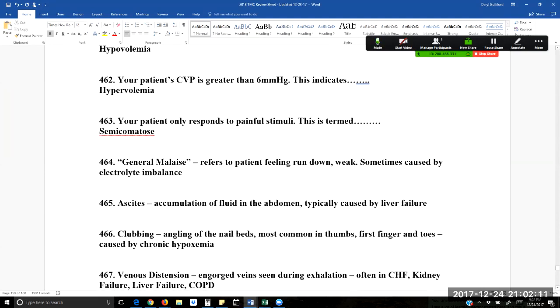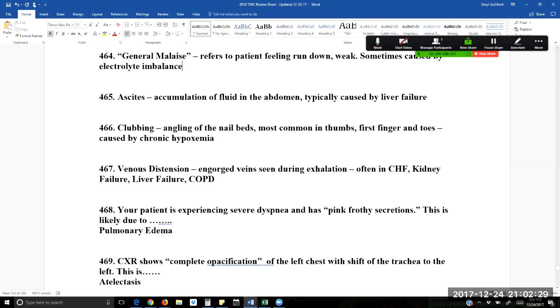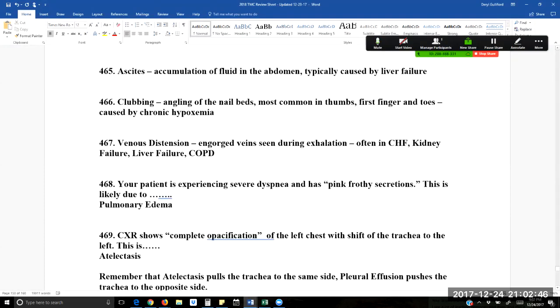General malaise refers to the patient feeling run down, weak, sometimes caused by electrolyte imbalances. That's a very common cause, actually. General malaise. Ascites is accumulation of fluid in the abdomen, and it's most commonly liver failure. Clubbing, the angle of the nail beds, most commonly in the thumbs, first finger, and the toes. That's where it shows up most often, and that's caused by chronic tissue hypoxemia. Low blood oxygen levels for a long period of time cause the nails to club.